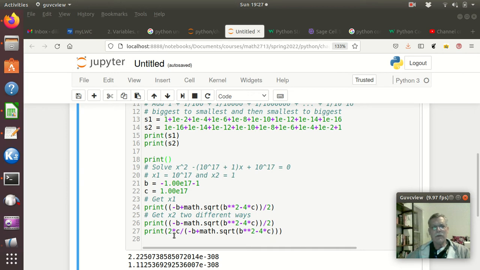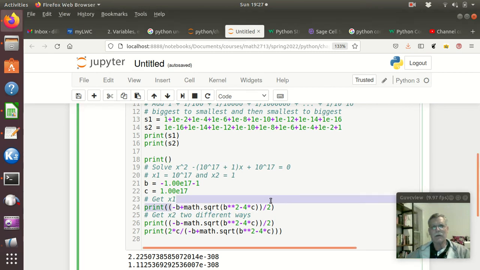But then I also use that formula where we use 1 over x instead of the x, and turn things upside down, and I have my 2c divided by that same thing that I have up here. And so again, since b is negative, I get a positive plus another positive. And we'll come down and look at the difference.